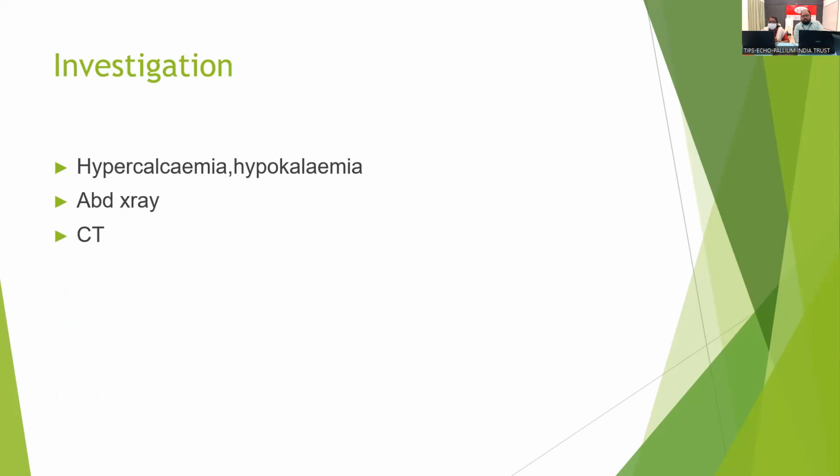Now, investigations. We know that electrolyte imbalances can lead to intestinal obstruction. Hypercalcemia and hypokalemia are the most common causes of constipation, so we may have to correct these situations. Abdominal X-ray is a very cheap, less invasive, and easy-to-get investigation to confirm an intestinal obstruction. CT is obviously the gold standard investigation.